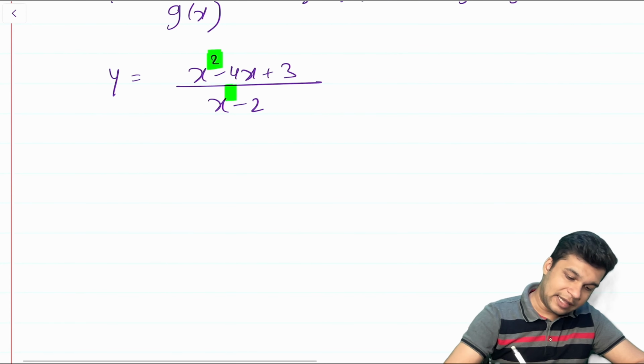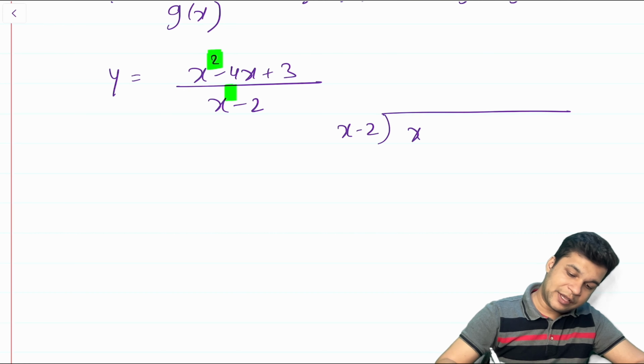Very easy. Let's divide them. Let's do the long division. So x minus 2, x square minus 4x plus 3.